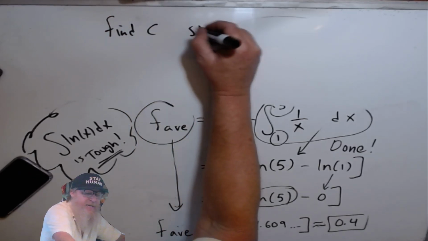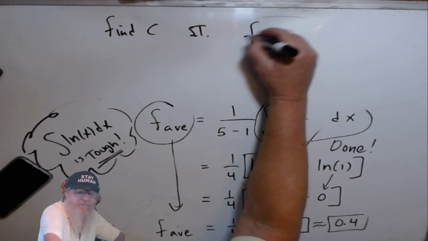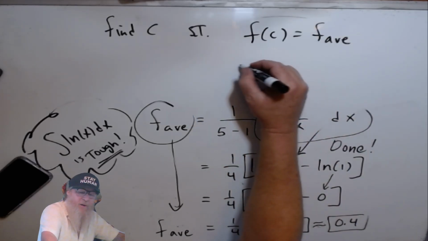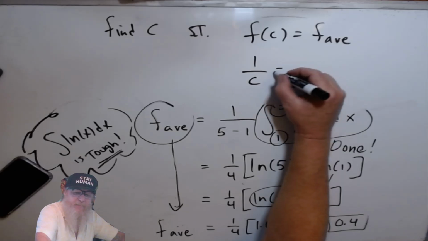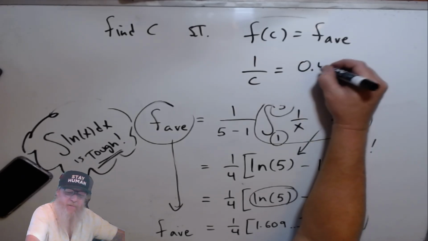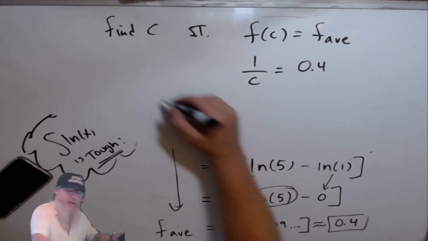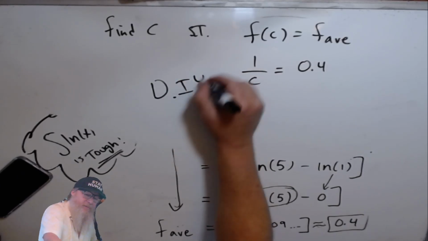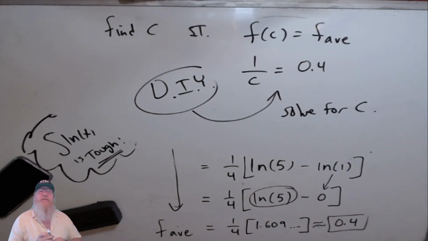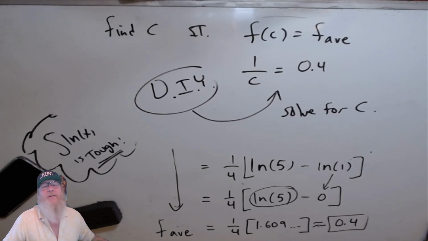Find the C such that f of C is equal to f(av). So I want 1 over C to be equal to 0.4. I should do a DIY. Solve for C. If I do that for you, you're going to go, "Why'd you do that, Dr. Jordan? Give us a challenge."